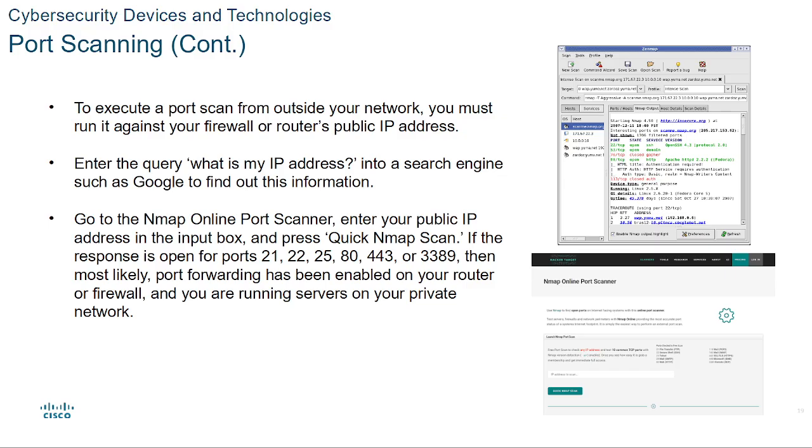Once you get your public IP address, just open up your command prompt and type ipconfig /all. It's going to bring out all of your network information, and you can copy your public IP address depending on what you're using to access the network, whether it's your Wi-Fi or your network interface card. So if the response is open for port 21, 22, 25, 80, 443, or 3389, then most likely port forwarding has been enabled on your router or firewall and you are running servers on your private network.